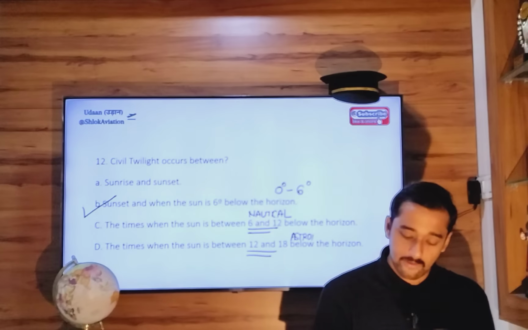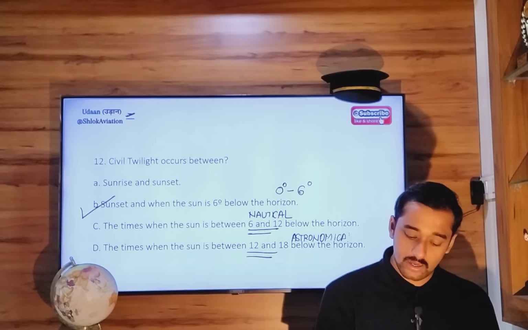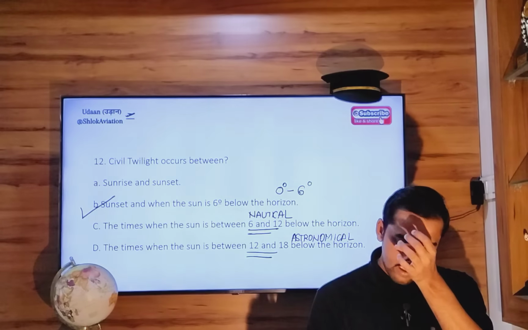So you will find these three definitions in the Time 3 chapter of Oxford. Remember these three definitions and the values.